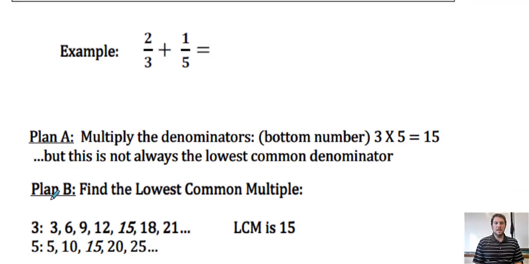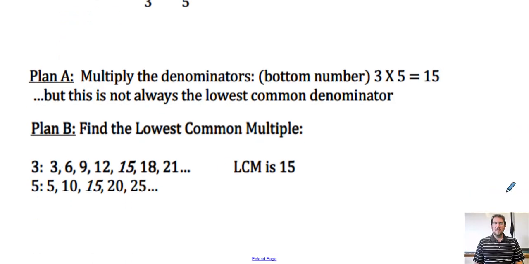Then plan B, on the other hand, is to find the lowest common multiple. There are a number of ways of doing that, but the simplest way is to list all the multiples of 3 and all the multiples of 5 until you find one that they have in common. So 3 would be 3, 6, 9, 12, 15, 18, 21, and so on. And 5 would be 5, 10, 15, 20, 25. What we notice is that both of these lists have a 15. So we would say that the least common multiple of 3 and 5 is 15. That's how we know that 15 is the number we'd like to use.